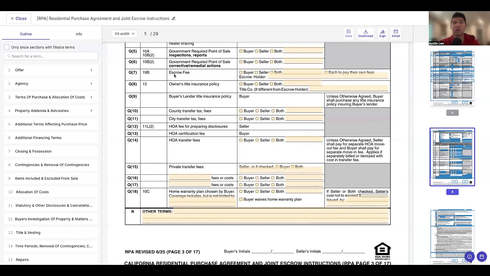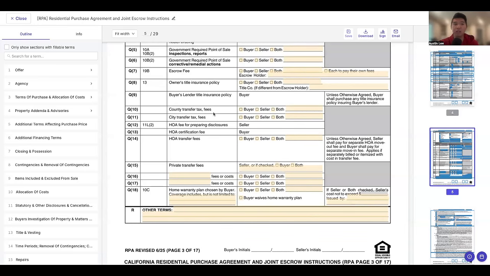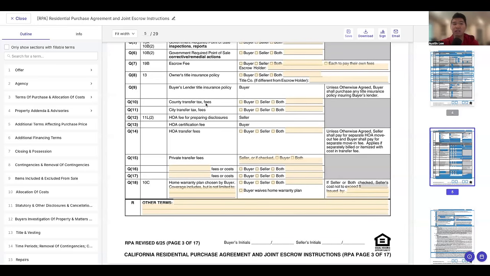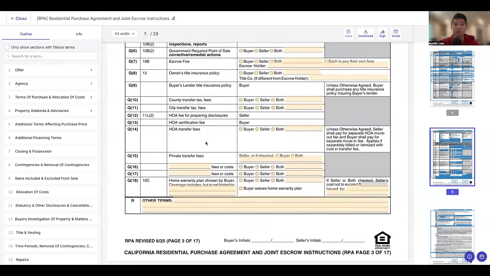Okay, so the next thing to know, these are going to be the basic escrow fees, the basic closing costs that come with buying a property, having a third-party escrow account. Escrow fee, title insurance policy, lender's title insurance policy. County transfer tax here in Santa Clara County, generally the seller's going to pay. City transfer tax, that's going to be based on whatever city you have. So every city has a different policy regarding city transfer tax, who's paying. HOA fee, generally the sellers aren't going to provide this, so you don't need to worry about this.